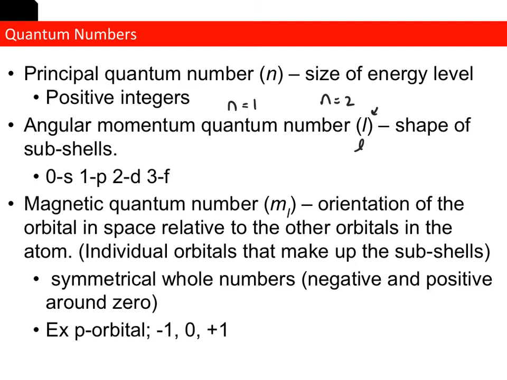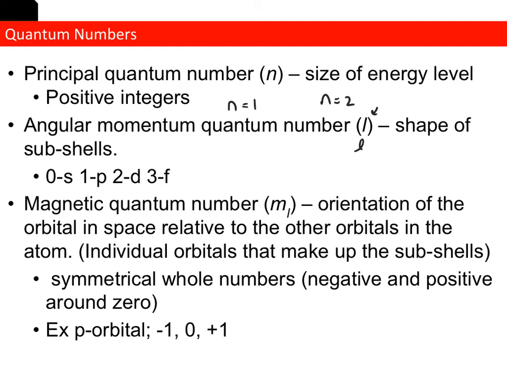Now the angular momentum quantum number tells you which subshell it's in. And these are going to be represented by the numbers 0, 1, 2, or 3. So if it's 0, then it's in an s subshell. If it's a 1, then it's in a p subshell. If it's a 2, it's in a d. And if it's a 3, it's in an f. So if I say that the energy level is 2 and the L value is 1, well, we know it's in the second energy level, p subshell.